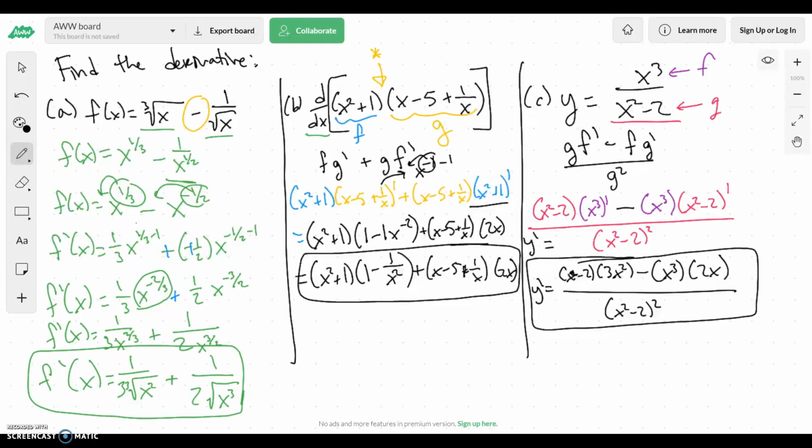Okay, so that's basically how you would do these different types of problems. So chain rule will not be on the exam, so you are safe with that one. Okay, so hopefully this helps.